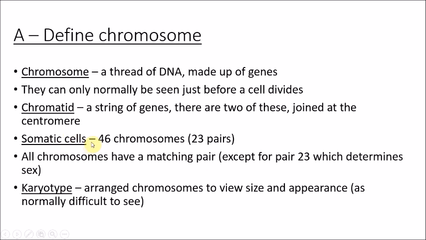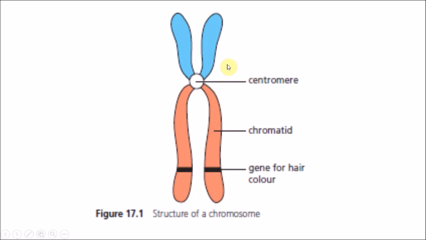Somatic cells here, it says, have 46 chromosomes. These are your normal cells. It's 23 pairs of chromosomes. So if this is one chromosome, there'll be another X here, another chromosome, and that would be a pair of chromosomes. So you have one chromosome, two chromosomes, that's a pair. So you will have 23 pairs, but you will have 46 of this image here.